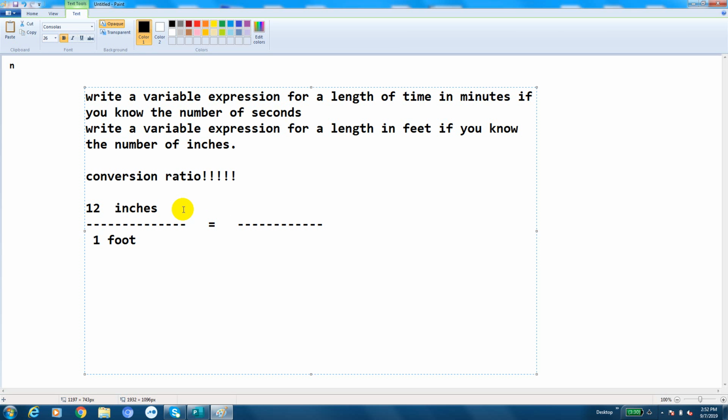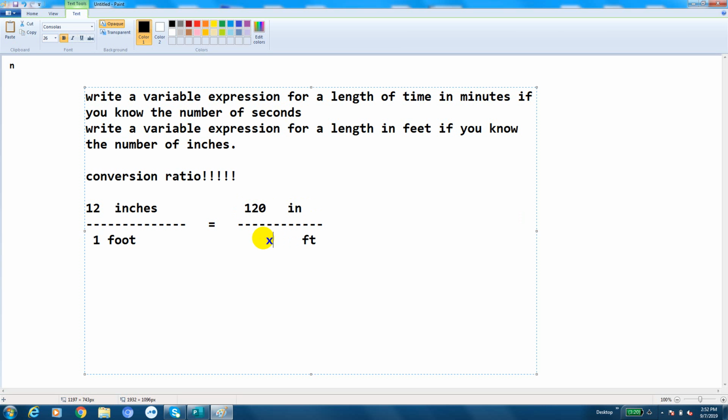Okay, this is what you have. Then you write down inches and feet here. And now you have to figure out what you have and what you need to know. Let's say you're given inches. Let's say you're given 120 inches. Let's make it easy. You want to know how many feet.